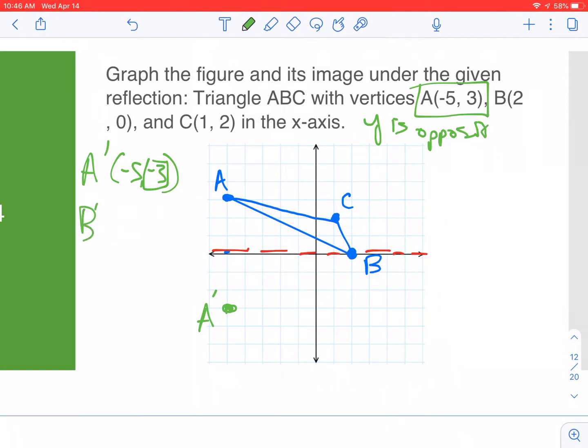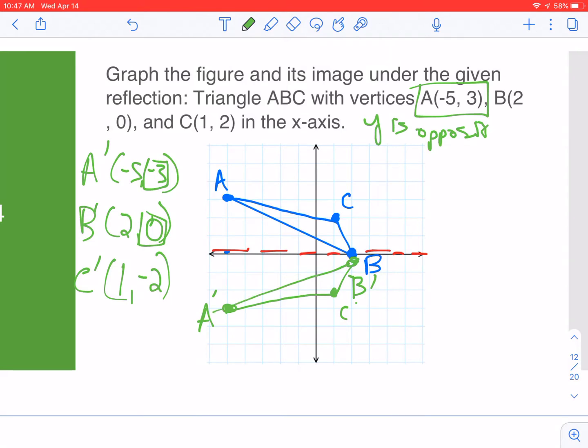B prime, 2, I can't make a -0. So it's going to be the same point. B prime. We always do prime for our second point. And then my last thing is 1, now I'm going to make the 2 a negative, so it's down here. And that's my new shape. It is reflected over the x-axis.